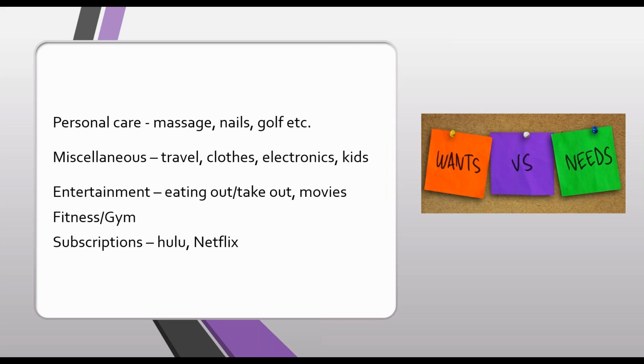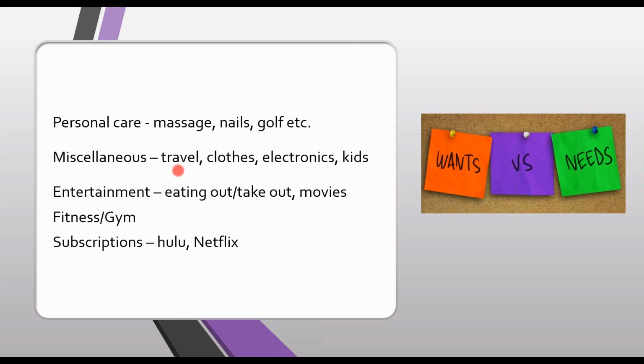All right, so wants versus needs. So we talked about your essential needs. Those are the things that you've got to pay to keep the lights on, put food on the table. Now we're going to talk about our wants, right? So these are things, and again, these are the most common that I see. It's things like personal care, could be massage, nails, golfing, kind of the things that you do for yourself.